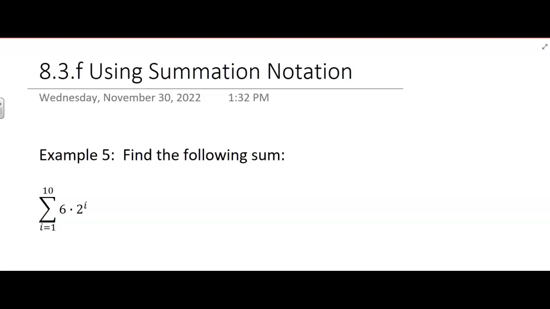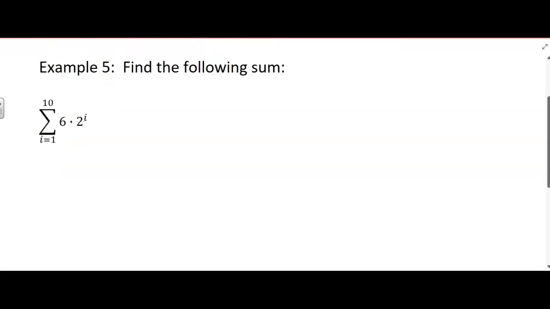Okay, so it asks us to find the following sum. We kind of know that because it's summation notation. But the thing is, we don't really know when they just give us this notation. We don't know that that's a geometric sequence. We could say, well, we're in section 8.3, so we kind of think it's going to be a geometric sequence, but you really have to see if it is.